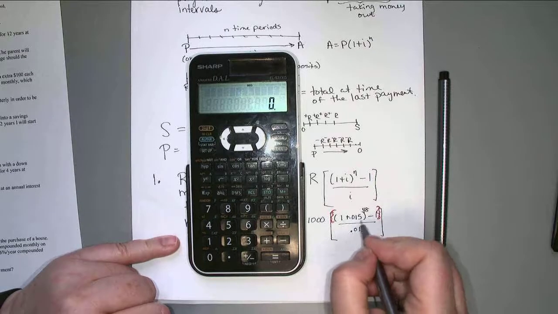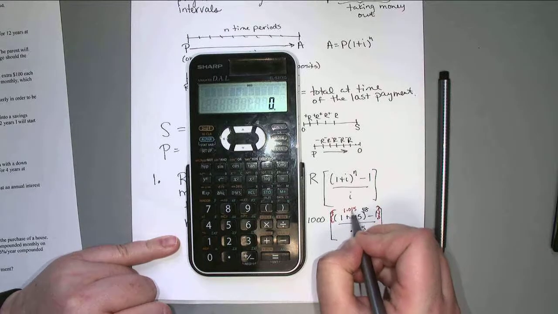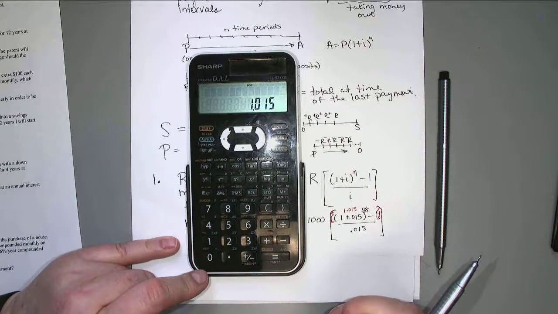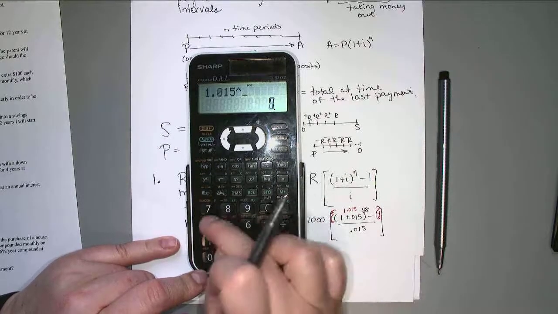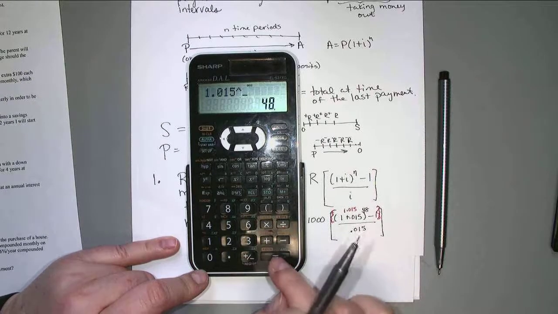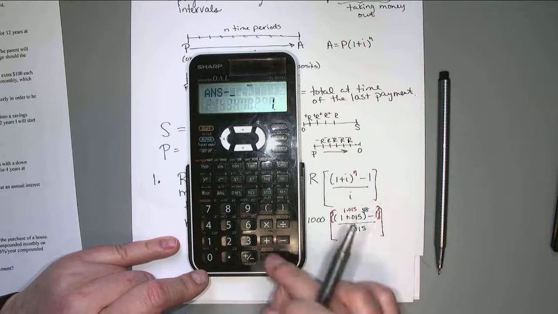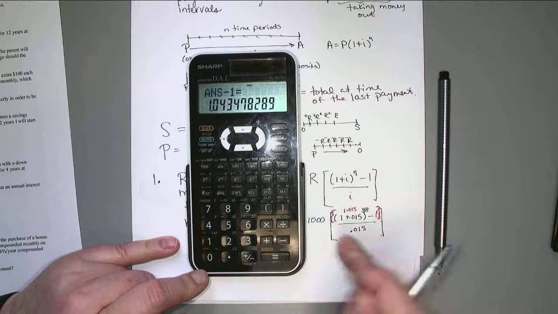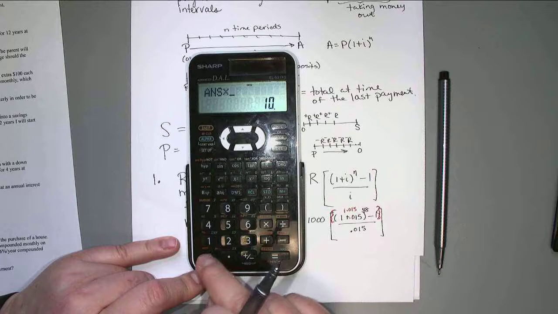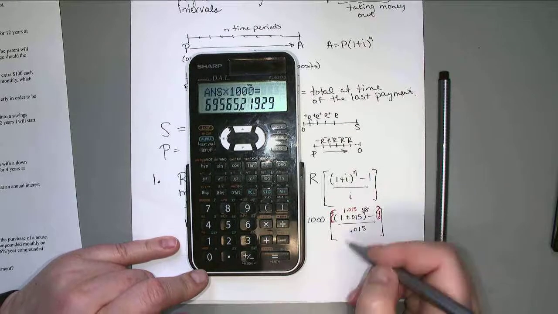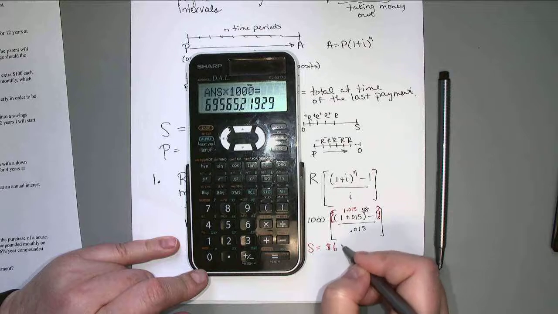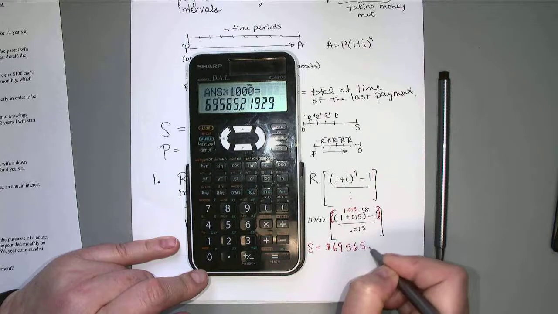1 plus 0.015 is 1.015. So if you type it in that way, it's one number instead of with a plus sign, to the power 48. So I hit that y to the x, 48 equals minus 1, and that's the top. And then I hit divided by 0.015 and times 1,000. So you can plug it in a different way, but you really should practice that. So she has 69565.22.